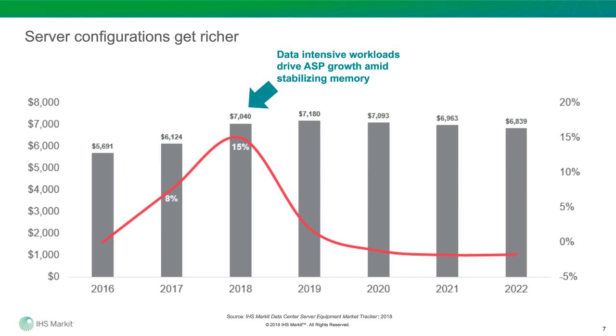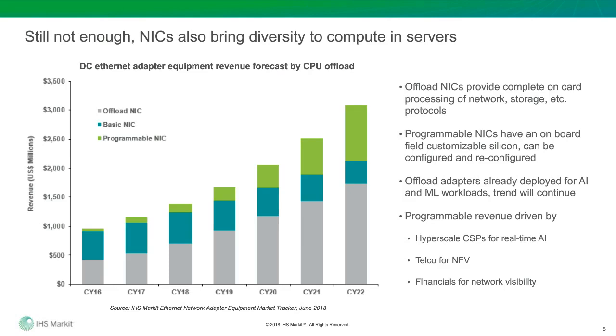I talked about the ramp of offload and programmable adapters as the compute demand grows and server users look at freeing up CPU cores, and here is a visual of our forecast. To set the scene, we define offload NIC as able to provide complete on-card processing of the network protocol, storage protocol, RDMA, etc. As I mentioned earlier, this technology started ramping in 2014 and has reached maturity, and we expect offload adapters to represent the majority of the DC Ethernet adapters sold in 2022.